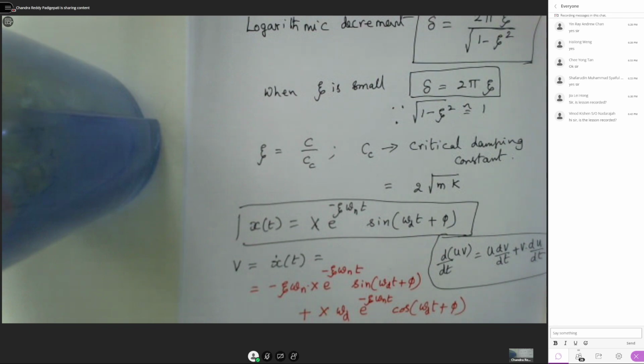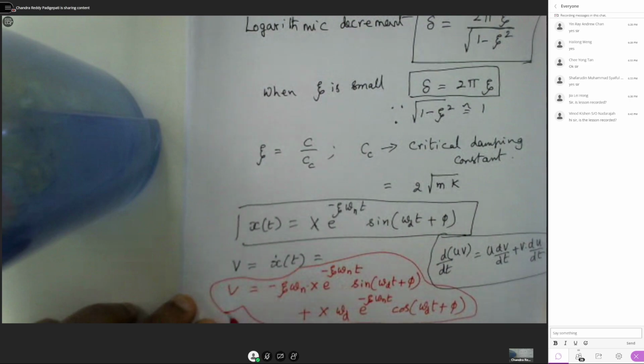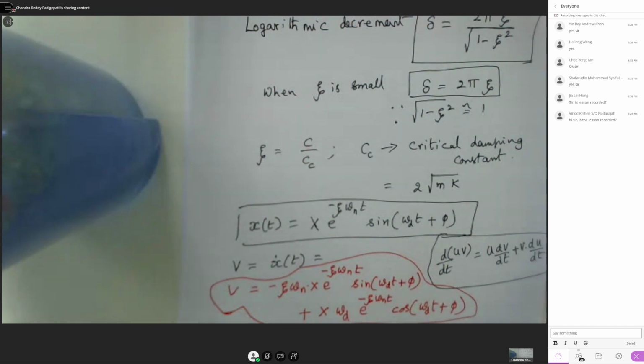If you take the derivative again, then you will get the acceleration response for the damped free vibration. Okay, so the velocity v becomes the whole stuff. All right, guys, any questions? So far what we have done is we have just revised what we have done in the last two sessions.